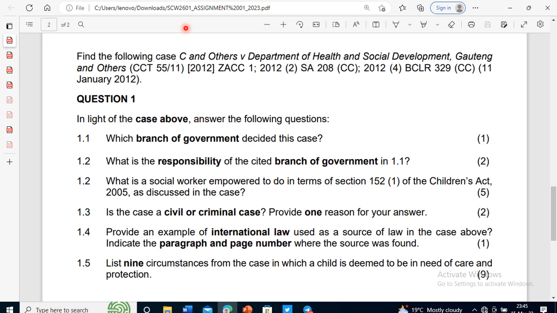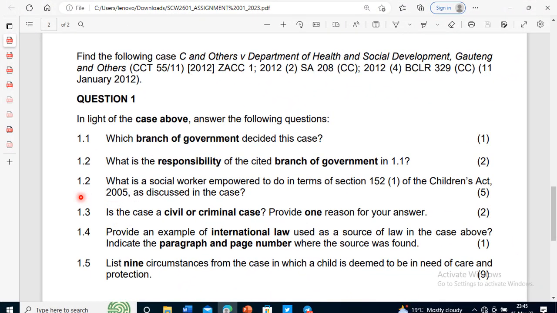And then 1.2. 1.2 states: what is the responsibility of the cited branch of government? So you just have to explain the part of judicial, what it is, there in your study guide, guys. Page 22 in your study guide. We cannot dwell too much on that one.